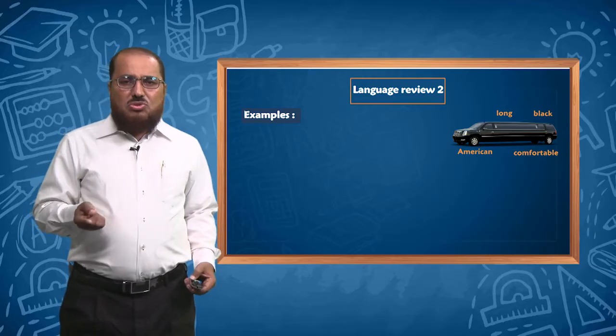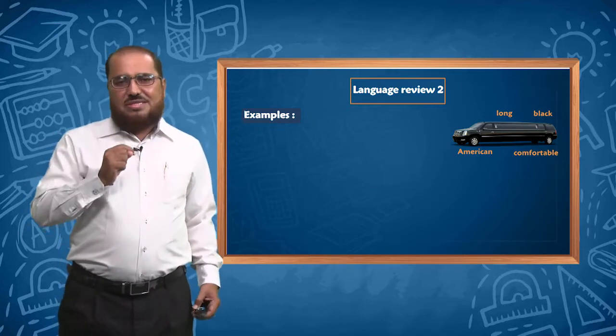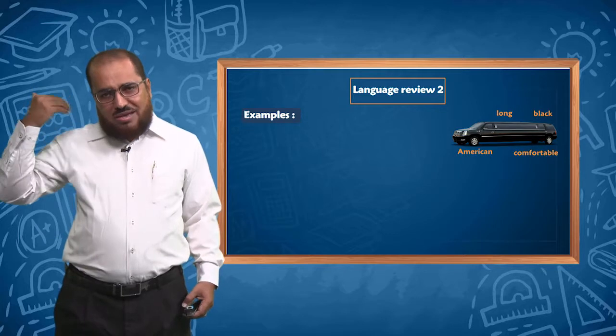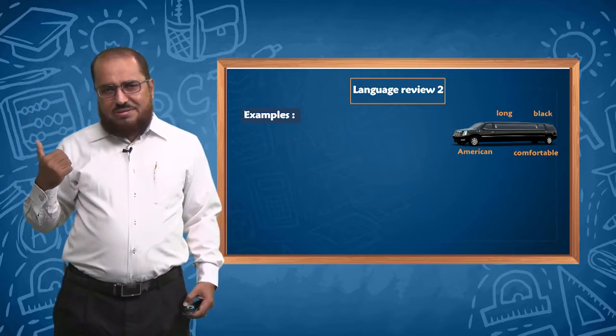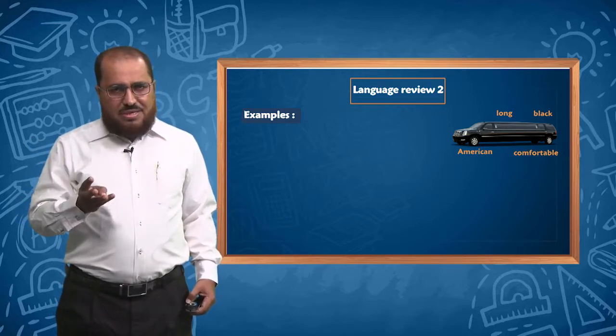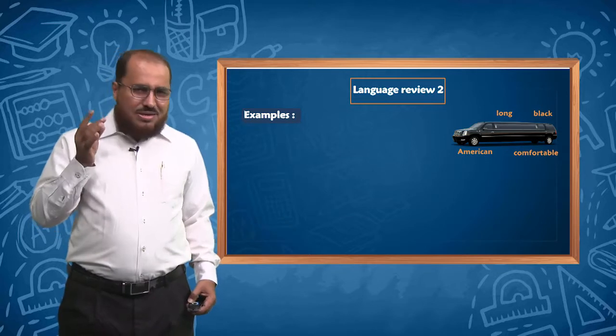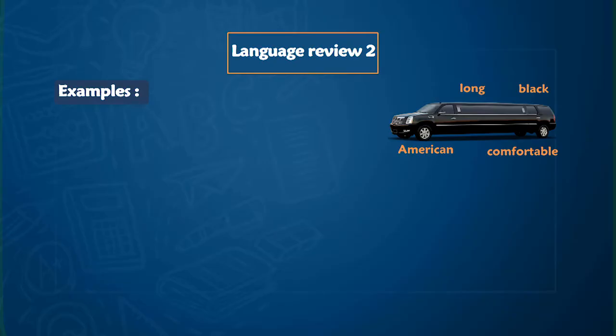I want you to describe the car in one sentence using these adjectives, according to what we have already learned before. Can you? Try it. The car is long, and it is black, and it is comfortable, and American. Which adjective can be the first? Put the first.